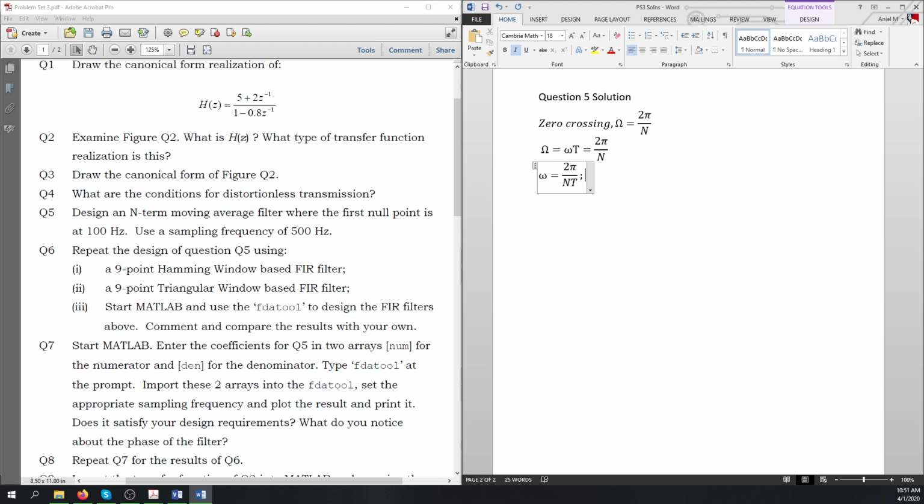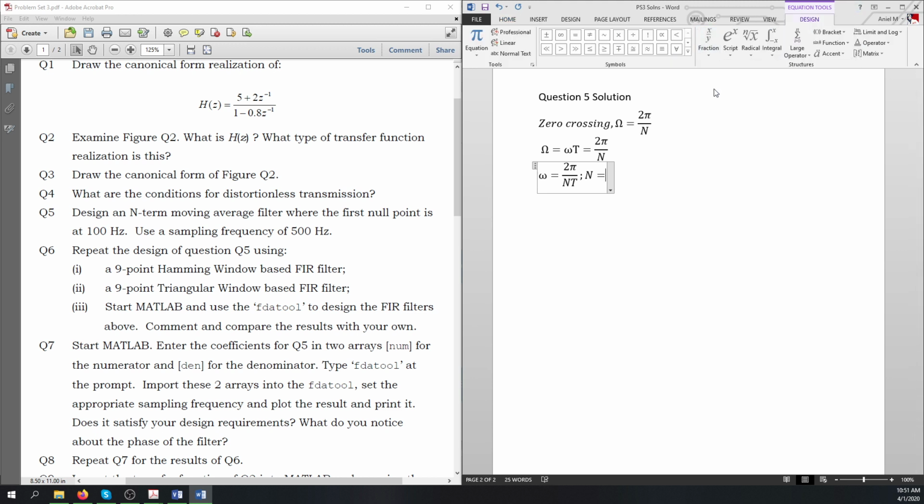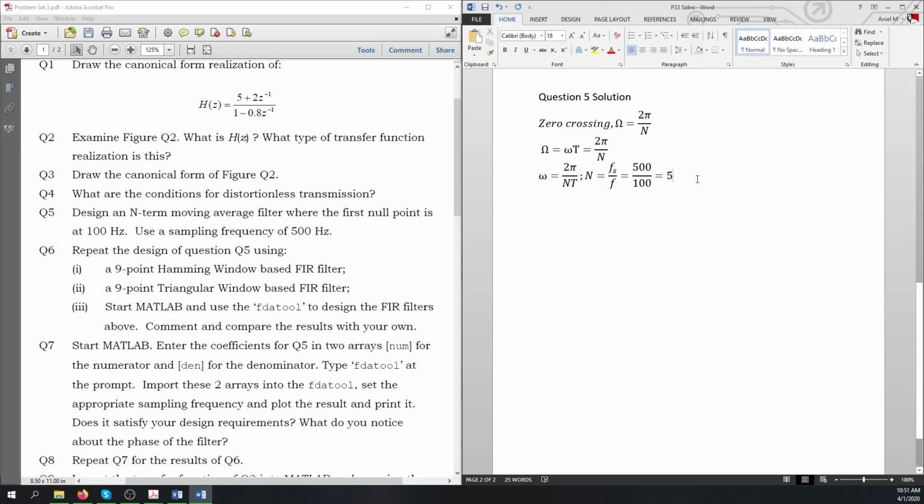We also know that n here is equal to our sampling frequency divided by f, which is going to be our null point frequency. So this here is going to be 500 Hz, which is our sampling frequency, divided by our null point frequency, which is 100, is equal to 5. That will be the number of terms that are required for the n-term moving average filter. So n here is going to be equal to 5.